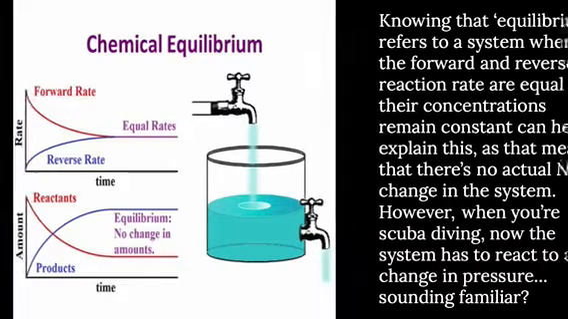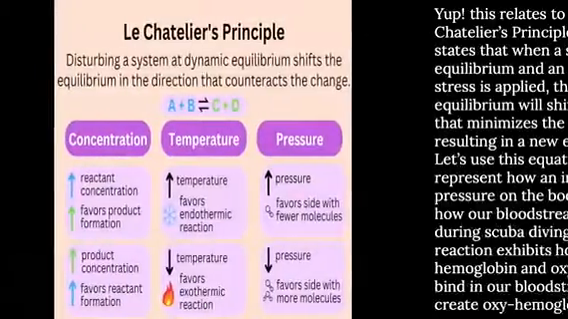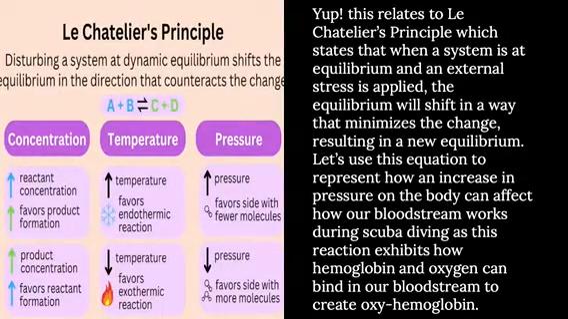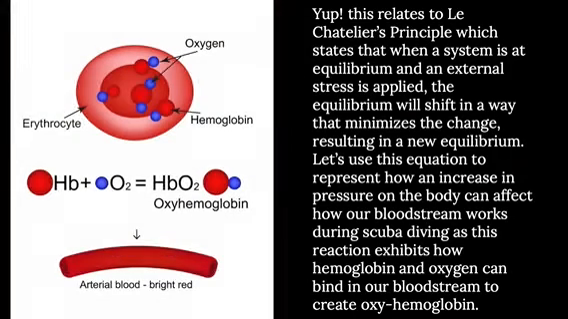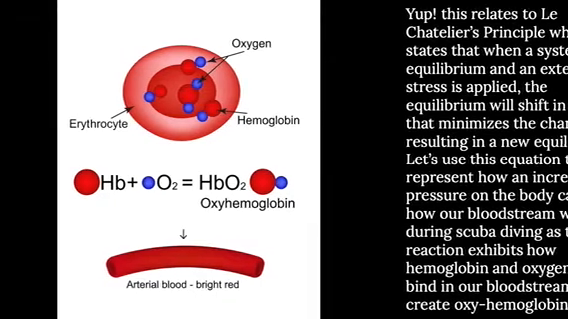Sounding familiar? Yep, this relates to Le Chatelier's principle, which states that when a system is at equilibrium and an external stress is applied, the equilibrium will shift in a way that minimizes the change, resulting in a new equilibrium. Let's use this equation to represent how an increase in pressure on the body can affect how our bloodstream works during scuba diving, as this reaction exhibits how hemoglobin and oxygen combine in our bloodstream to create oxyhemoglobin.